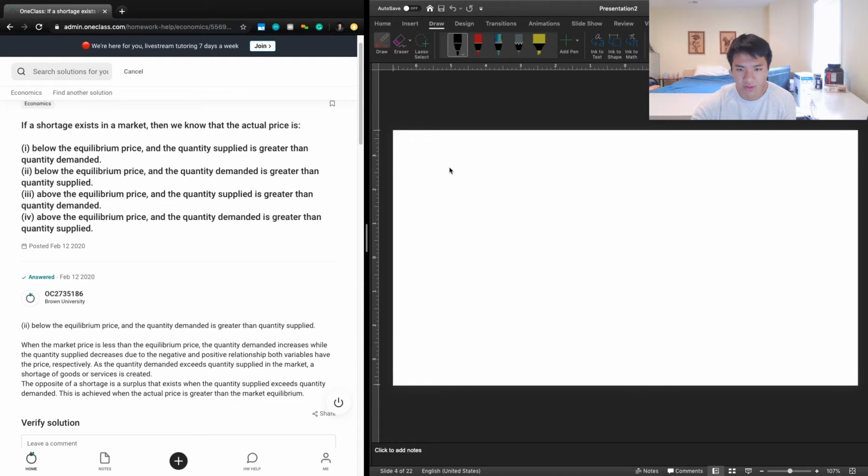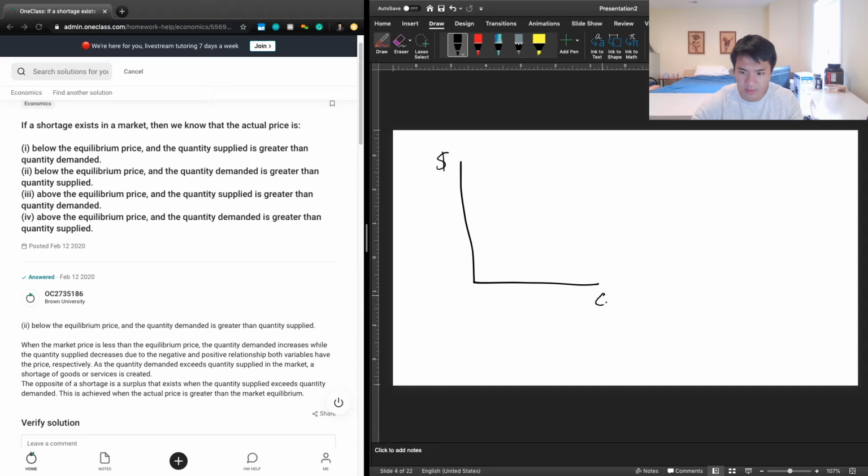So we're talking about a conventional supply and demand model right here, right? We have price on the y-axis, quantity on the x-axis. We have our supply and demand. And what is a shortage? A shortage is when demand is going to be greater than supply, and so we can think about it as a situation, maybe something around here. And what we have here is quantity demanded exceeding quantity supplied at price 1.